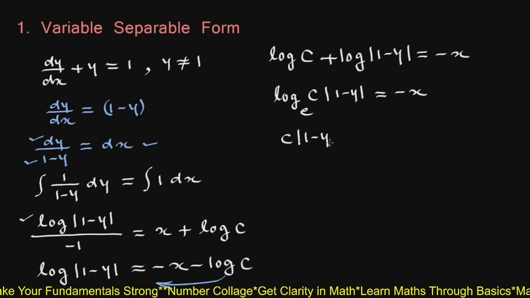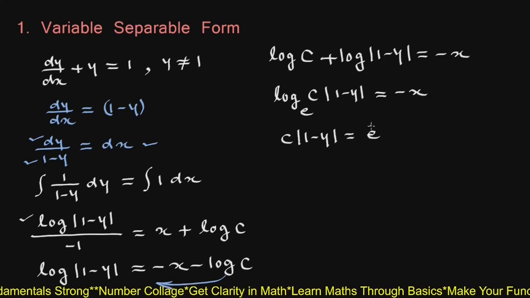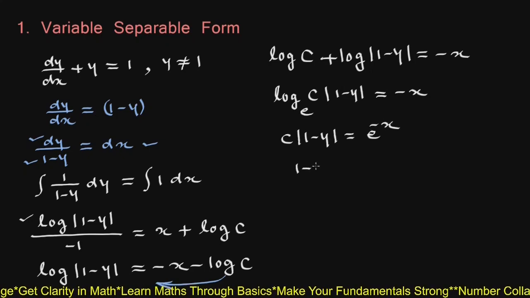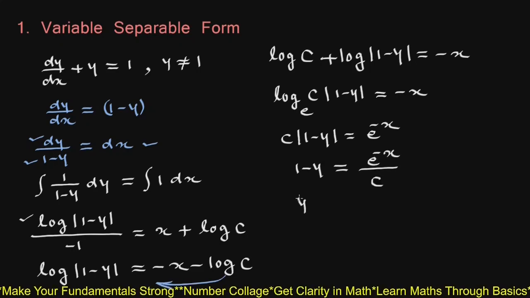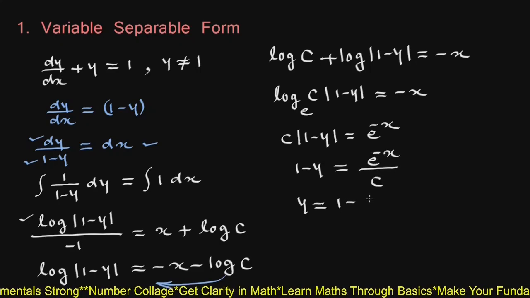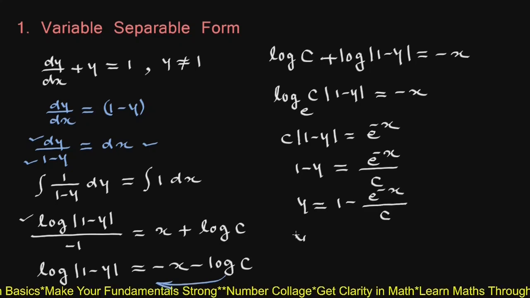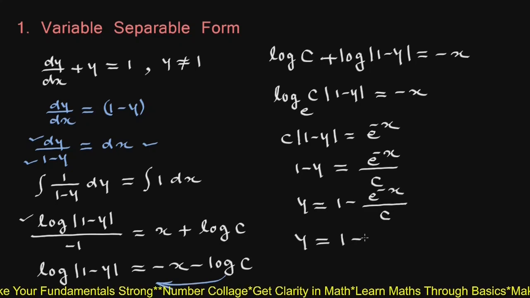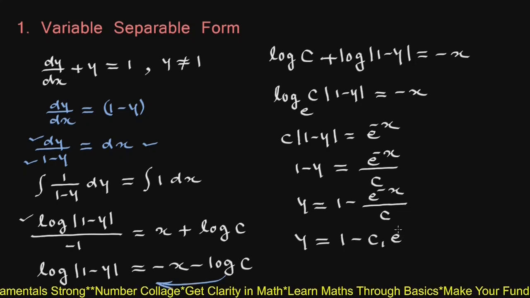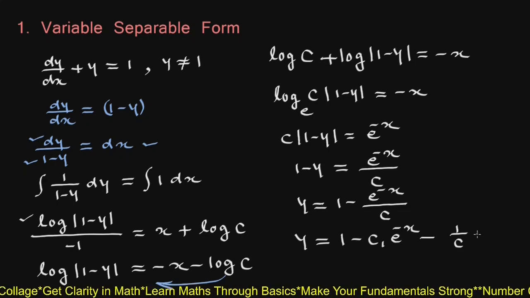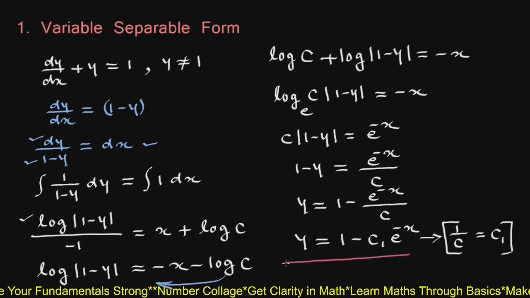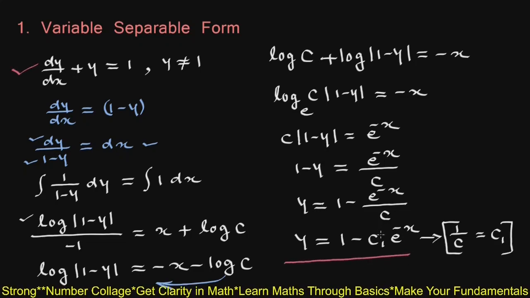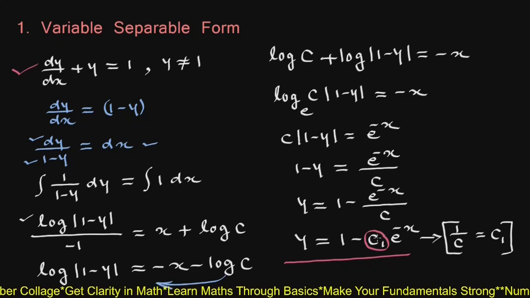c mod 1 minus y equals e raised to minus x. 1 minus y equals e raised to minus x upon c. y equals 1 minus e raised to minus x upon c. y equals 1 minus c1 e raised to minus x, where 1 upon c equals c1. So this is the general solution of this differential equation where c1 is the arbitrary constant.